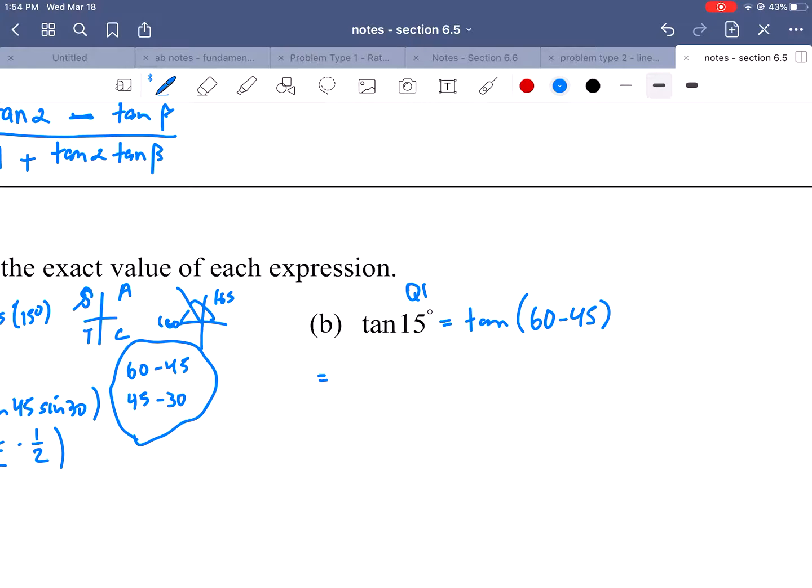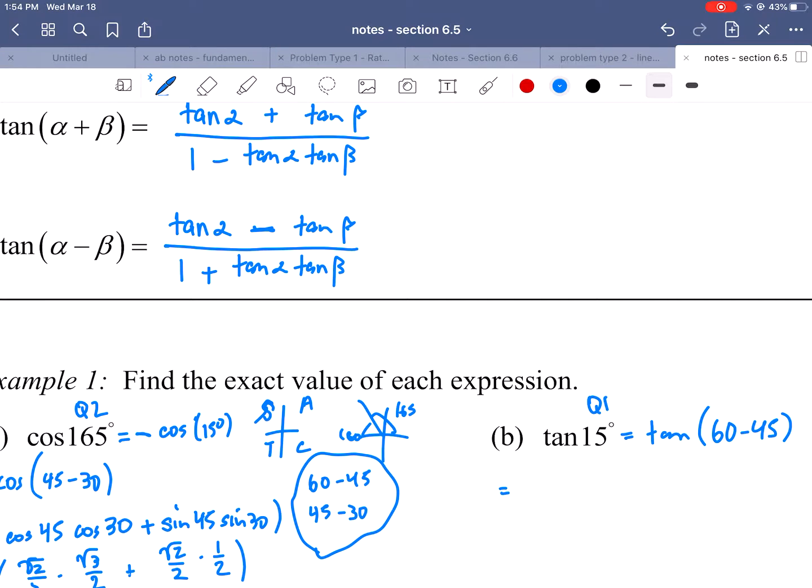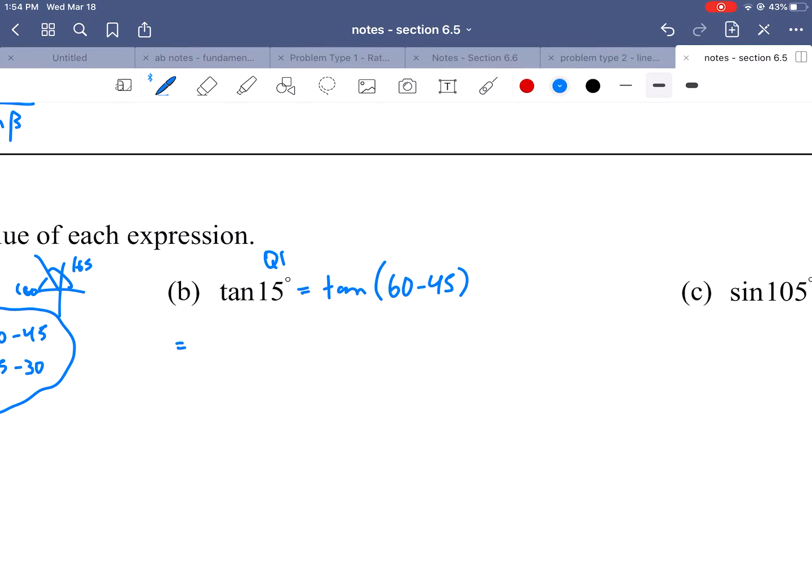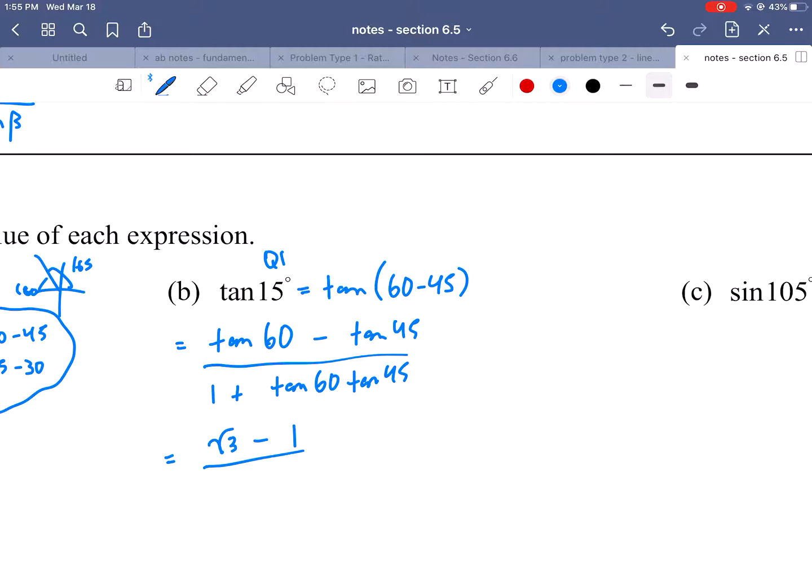Okay, so we're using tangent of a difference. That is the formula that is right here, tangent of A subtract B. And so this is going to be tangent of the first angle, 60, minus tangent of the second angle, 45, divided by 1 plus the tangent of 60 multiplied by the tangent of 45. And once we can figure out what all those exact values are, we're done. And so tangent of 60 is the square root of 3, minus tangent of 45 is 1, divided by 1 plus square root of 3 times 1, which of course is just square root of 3.